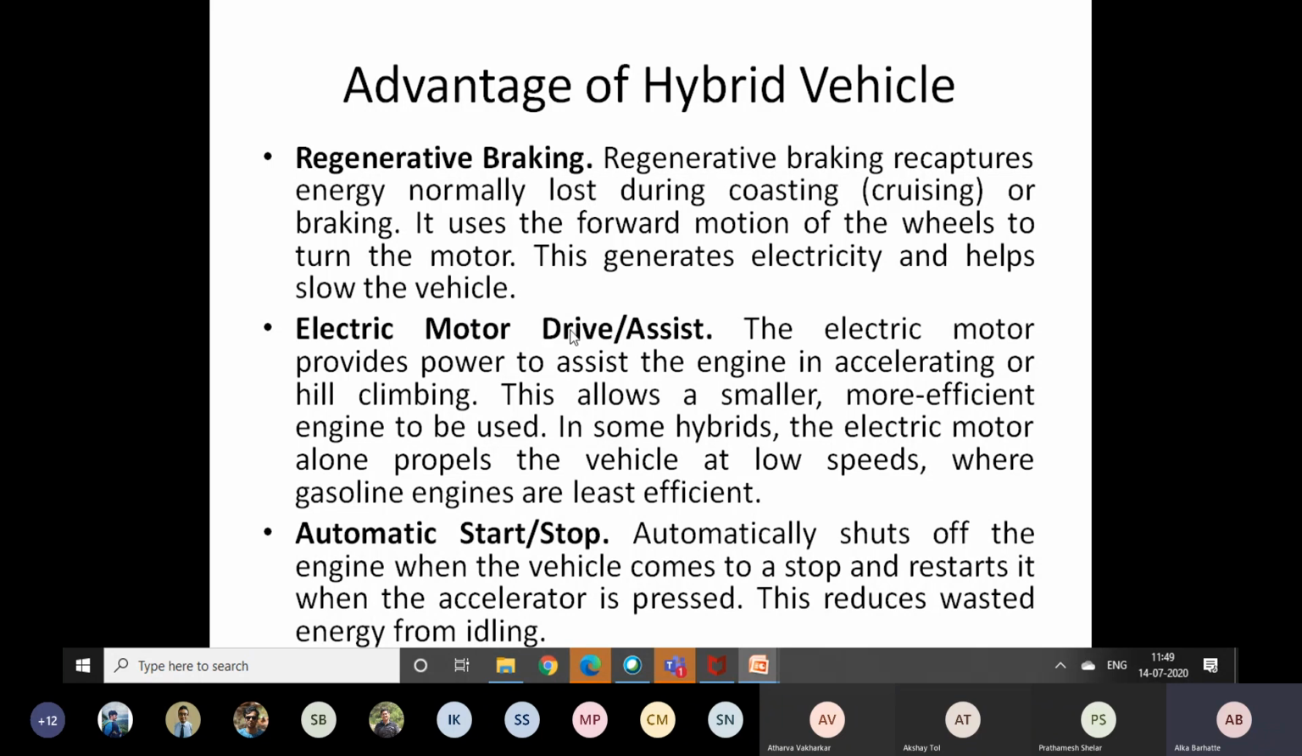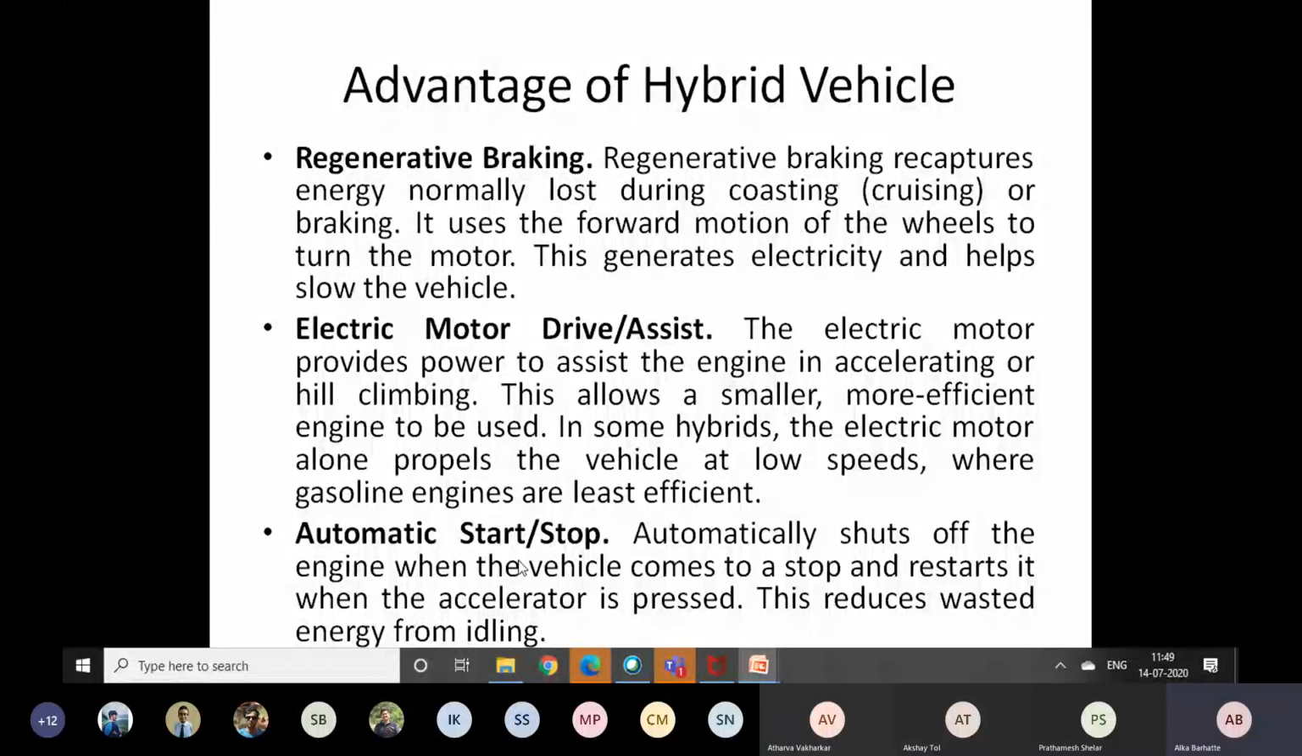In that case, the load on the engine will be reduced and your vehicle can drive smoothly without extra consumption of fuel, and with minimum power requirement. So that is your electric drive or assist mode.